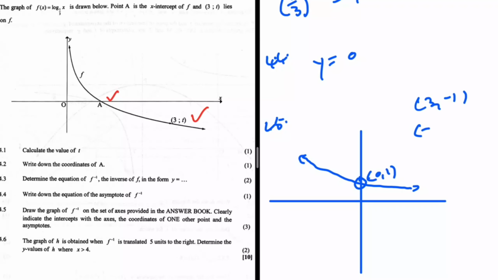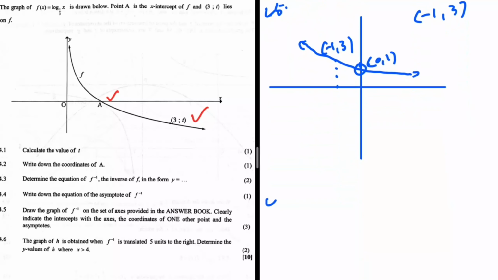So on the inverse, we must have (minus 1; 3). That's what the inverse does, actually. It swaps x and y. So we know that somewhere here, how do I write this nicely? Somewhere here, we have a coordinate where x is minus 1 and y is 3. Let me verify: 1 over 3 to the minus 1, that is 3 indeed. So that is the other point that they are looking for. Then 4.6: the graph of h is obtained when f inverse is translated 5 units to the right. Determine the values of x for which h is greater than 4.